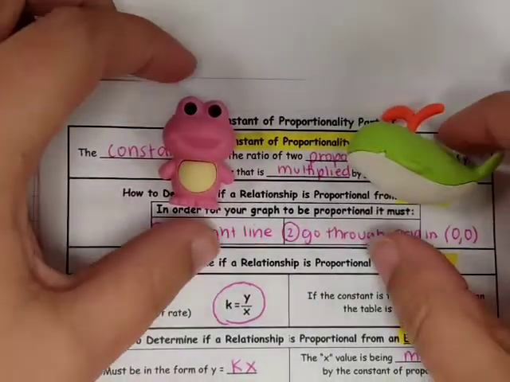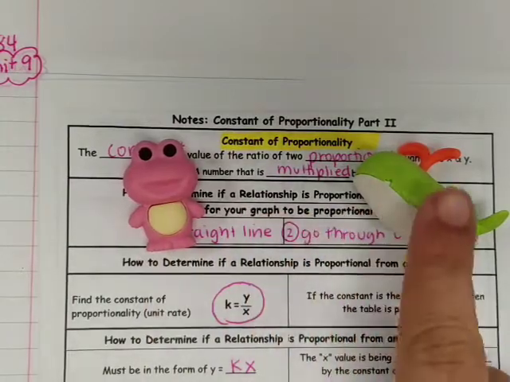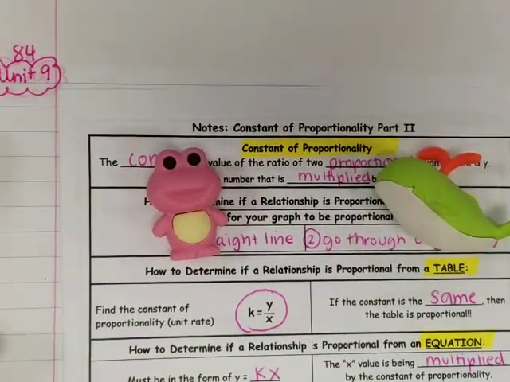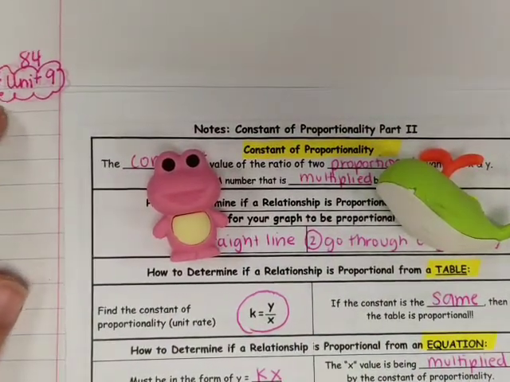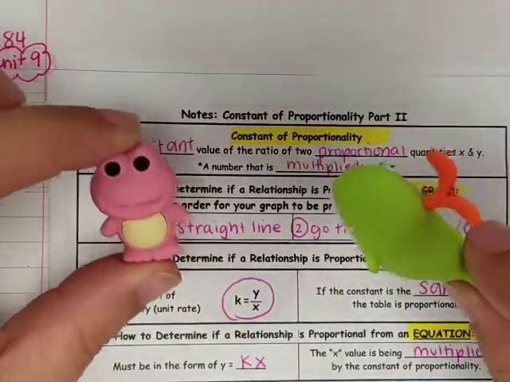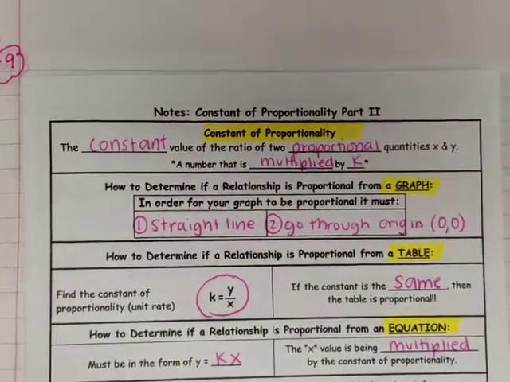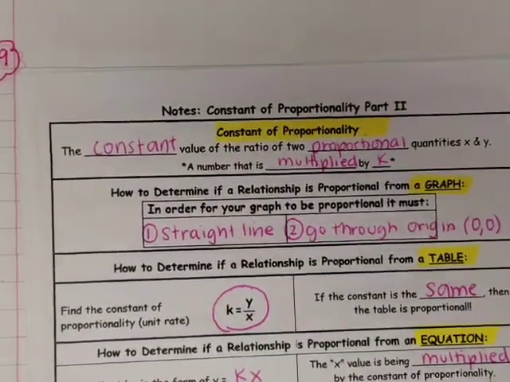Hi, good afternoon. These notes are on constant proportionality part 2. We have Fiona the frog and Wally the whale joining us today. Page 84 of your notebook is where these notes should be. So let's go ahead and get started, and if they want to say anything, they'll just chime in. All right, so let's take a look at the notes that I've already filled in.